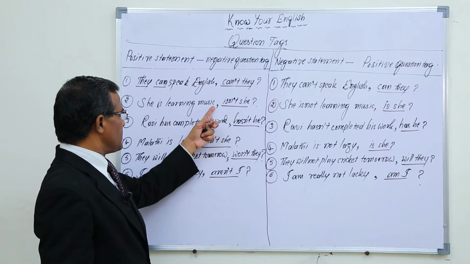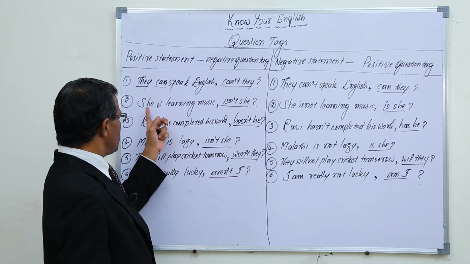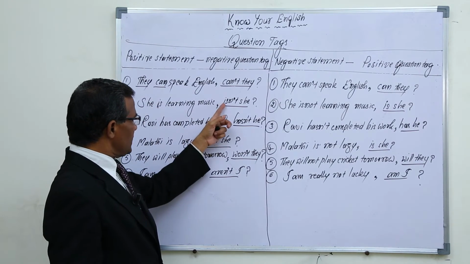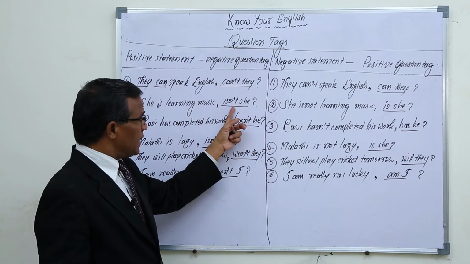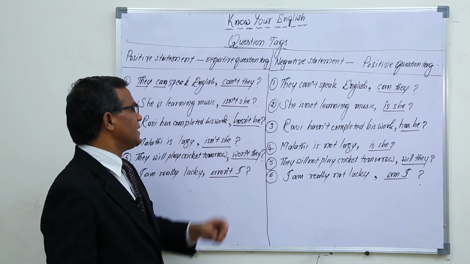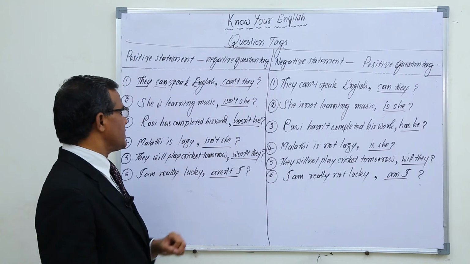She is learning music. Simply we are changing the order of subject and be form, so it becomes is she. But we have to maintain a negative word here, so isn't she. So: she is learning music, isn't she?